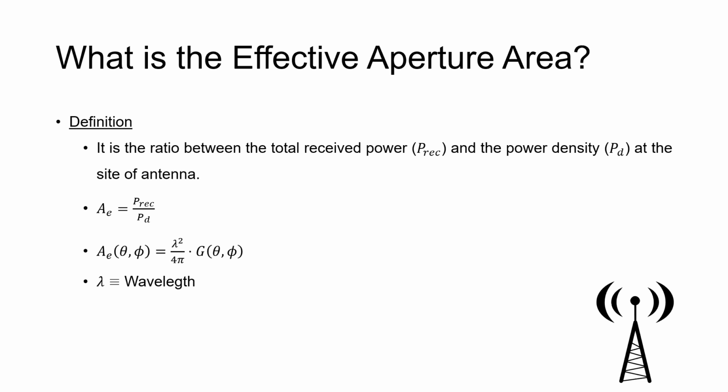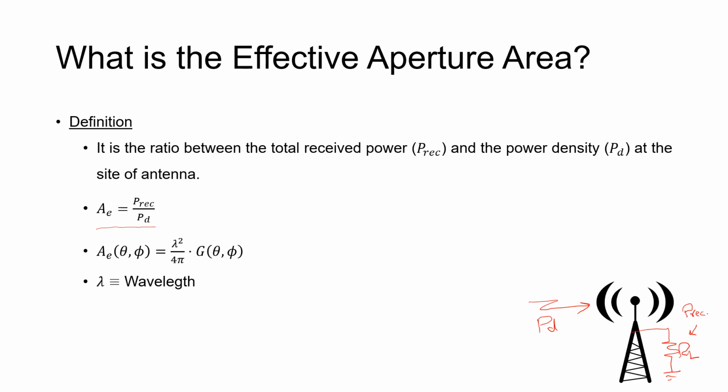So, what is effective aperture area? Simply, if we have power coming from somewhere in form of power density in the free space landing on our antenna, and our antenna is feeding a load RL, and RL has a power received P_rec. So effective aperture area is how the power is converted from power density to the power received, and simply can be calculated as the ratio between power received to power density.